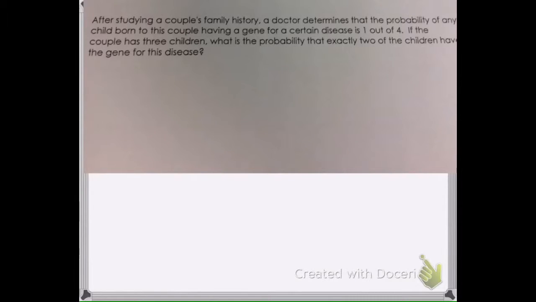It says, after studying a couple's history, a doctor concludes that the probability of any child born to this couple having a gene for a certain disease is 1 out of 4. If the couple has 3 children, what is the probability that exactly 2 of the children have the gene for this disease? So you need to use your binomial probability equation, which is this.